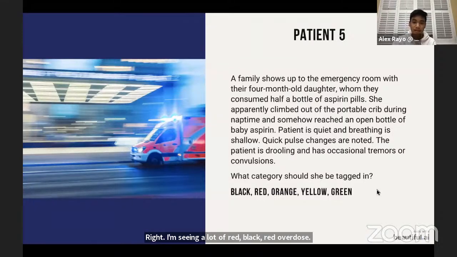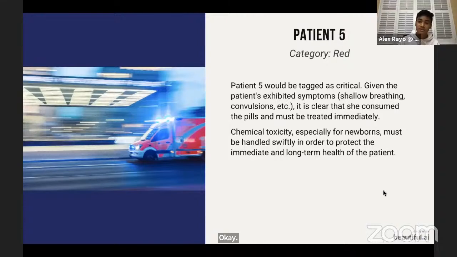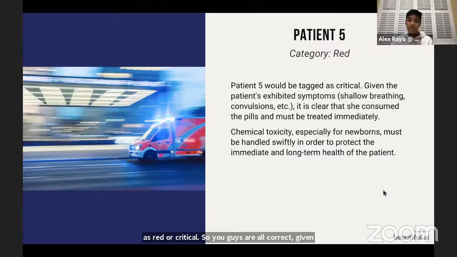Okay. So in this case, this patient would often be categorized as red or critical. So you guys are all correct, given the patient's exhibited symptoms. For example, shallow breathing and convulsions, it's clear that the baby needs to be treated immediately. And chemical toxicity or overdose, especially for newborns, has to be handled really fast in order to protect the baby in the immediate and their long-term health. So awesome job, everyone.